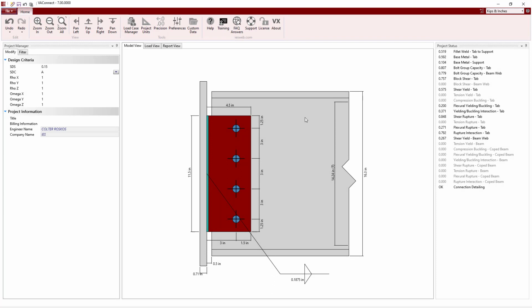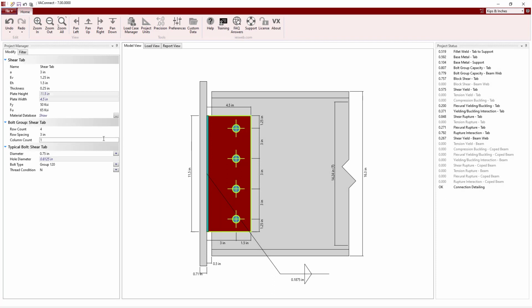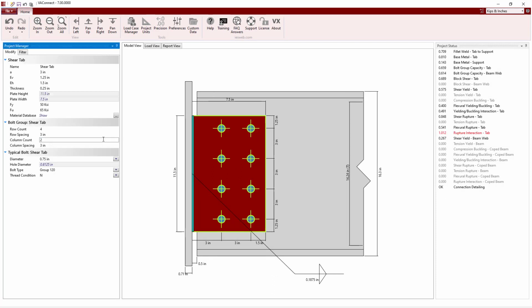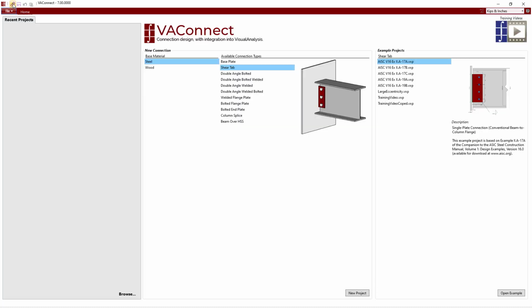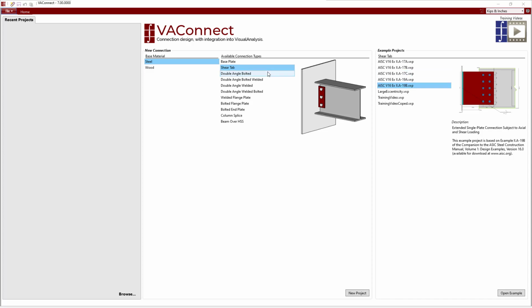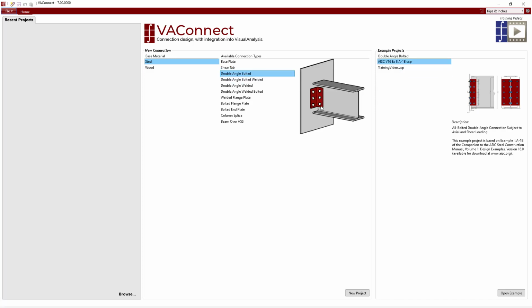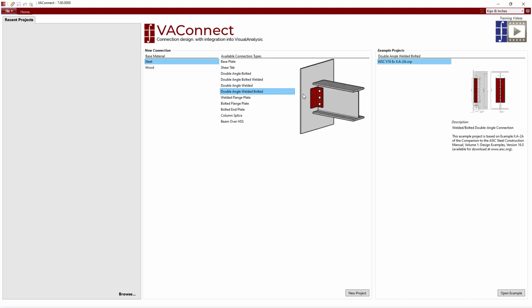In VAConnect 7, shear tabs can now be designed with 2 columns of bolts at the web of the beam. This will allow you to significantly increase the capacity of these connections to accommodate larger loads. 2 additional example projects that follow the AISC example problems have been added for the shear tab connection, highlighting this change. Note, double angle connections bolted to the web of the beam can now also be designed with 2 columns of bolts.